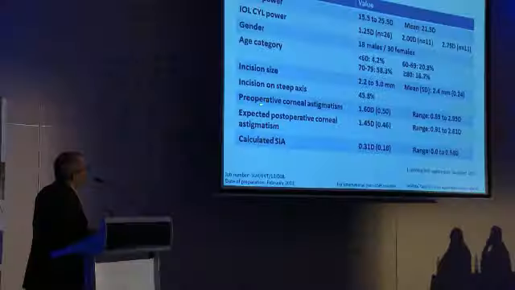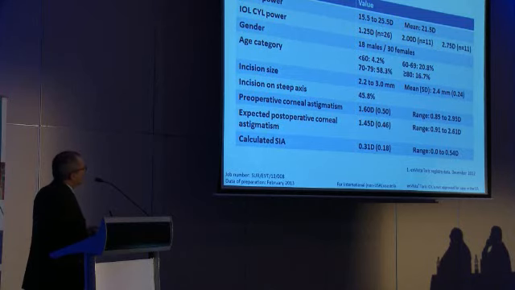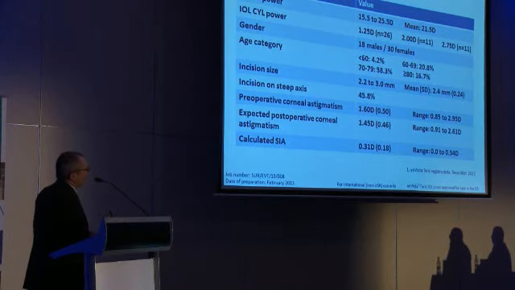The incision size, this is interesting: the mean was 2.4 millimeters and varied from 2.2 to 3 millimeters. Another interesting data point is that half of the surgeons prefer to put the incision on the steep axis. The preoperative corneal astigmatism mean was 1.6, and the expected was 1.45. The calculated surgically induced astigmatism varied from 0 to 0.5, probably due to the 3 millimeter incision.